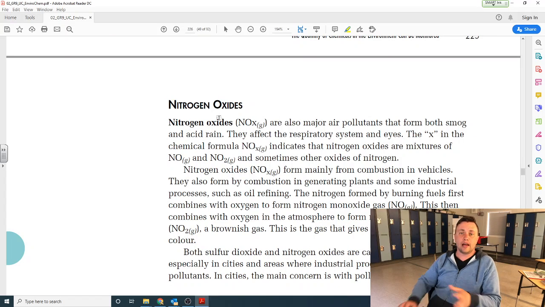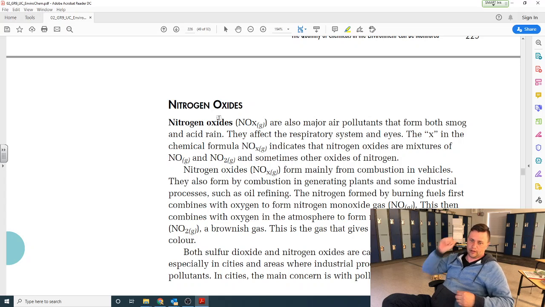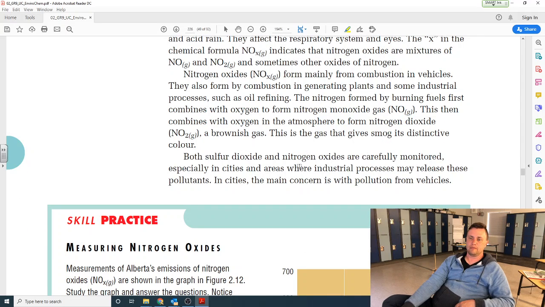Nitrogen oxides, nothing crazy here. Again, we see them all over the place. They are produced by the burning of fossil fuels as well. So both sulfur and nitrogen dioxides are carefully monitored, especially in cities and areas where industrial processes may release these pollutants. And the main concern in cities is the pollution from vehicles.